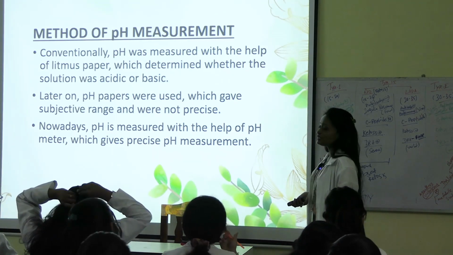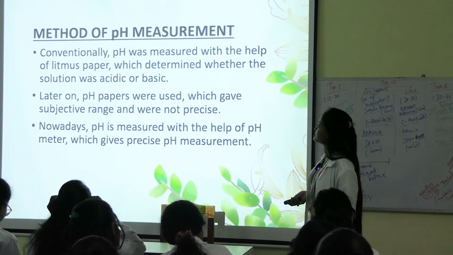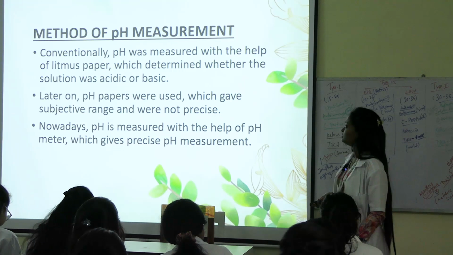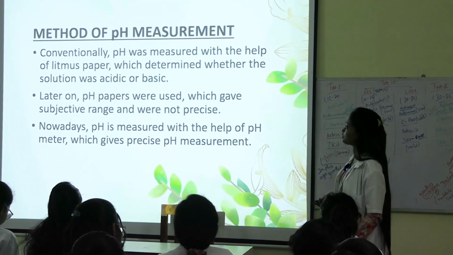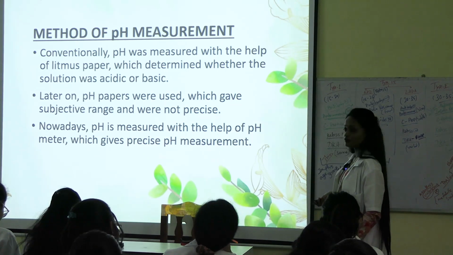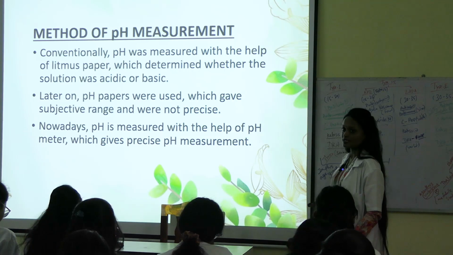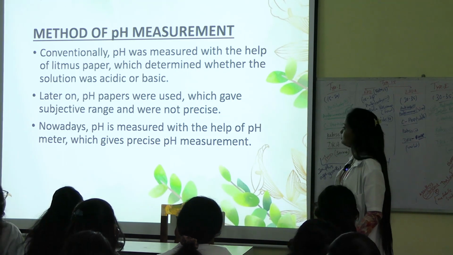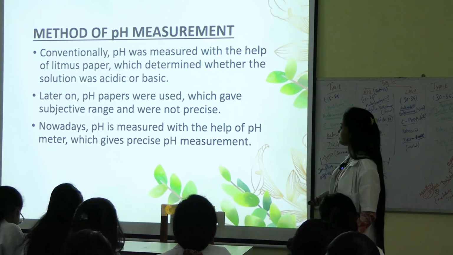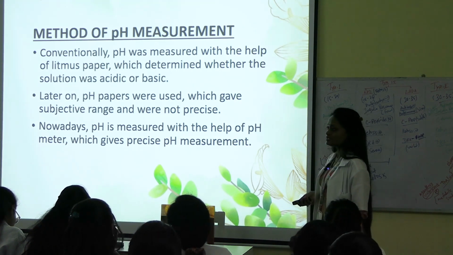So method of pH measurement. Conventionally, pH was measured with the help of litmus paper, which determined whether the solution was acidic or basic. Later on, pH papers were used, which gave subjective range and were not precise. Nowadays, pH is measured with the help of pH meter, which gives precise pH measurement.